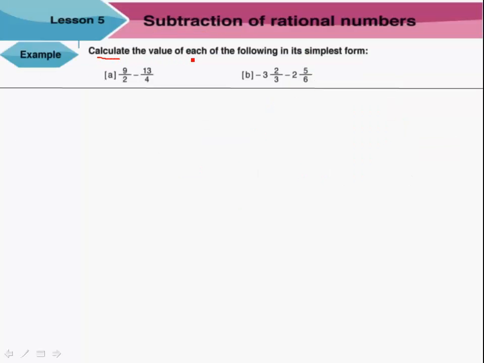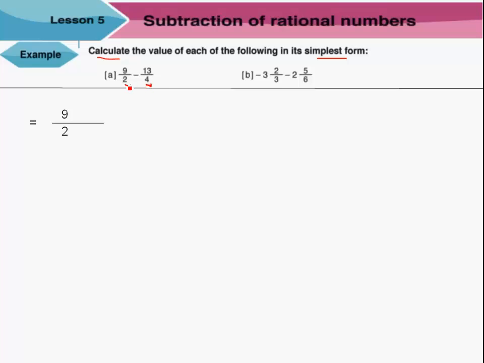Calculate the value of each of the following in its simplest form. It is better to draw a line under the simplest form, to be careful about it. A. We have 9/2 minus 13/4. As I told you, again and again, we have to have the same denominators. This is 9/2. What is the denominator here? This 4 and this 2.